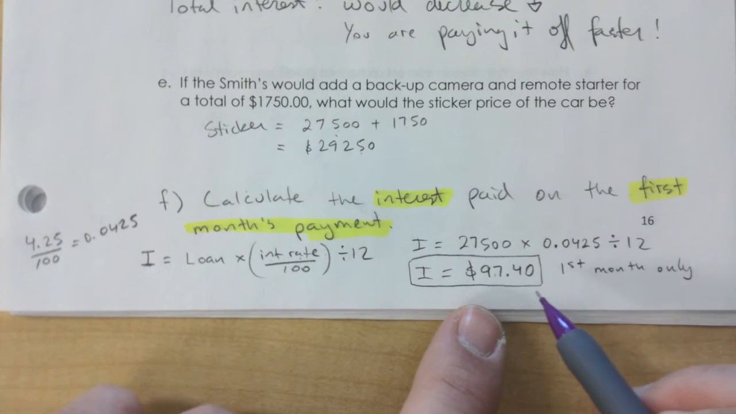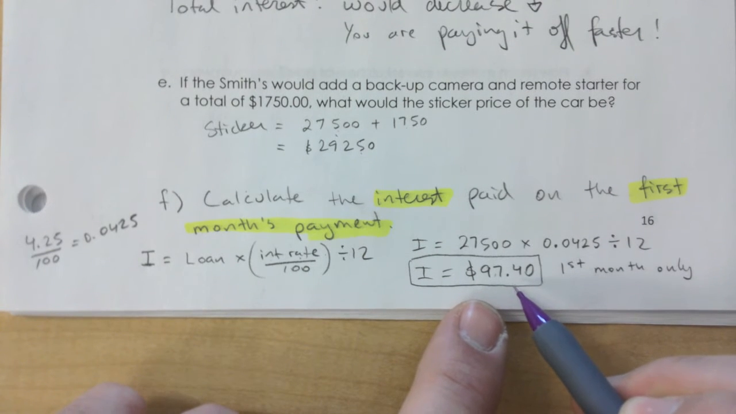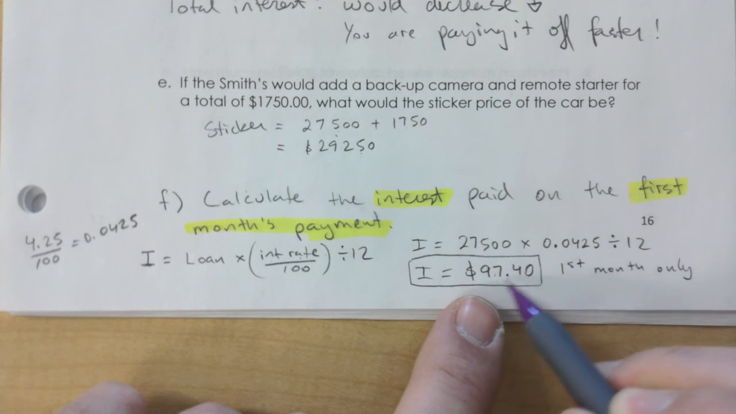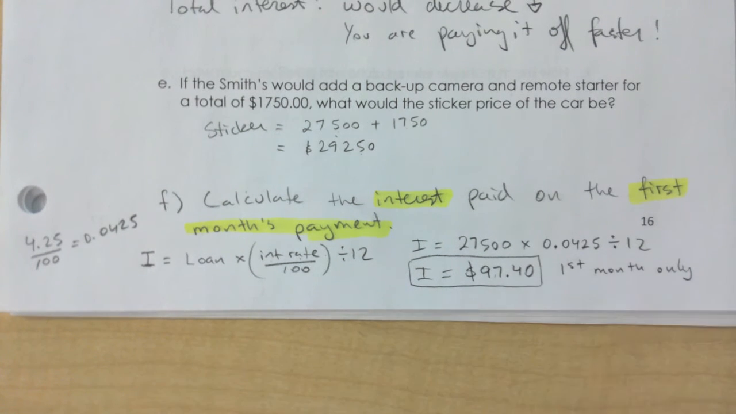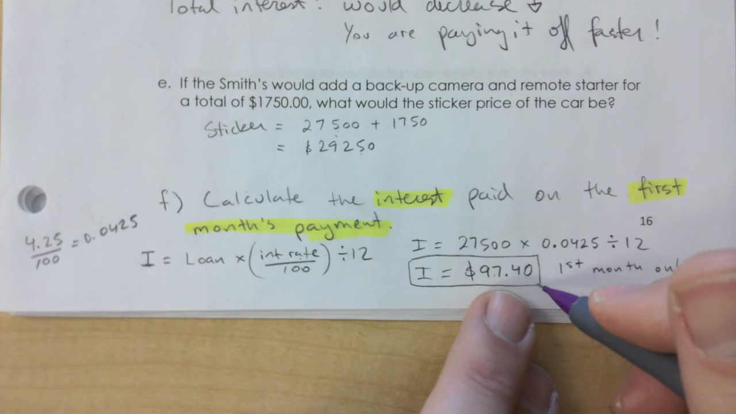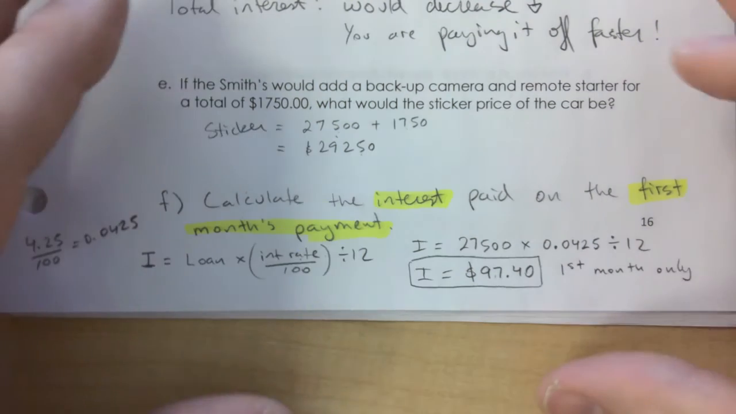So your payment was 626, right? Almost $100 of that is their profit. Like, you don't see that money again, right? So that's that. All right.